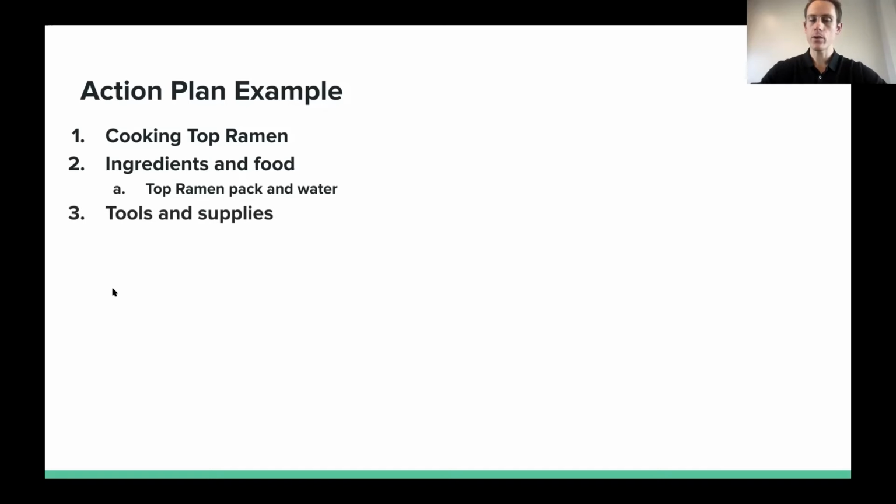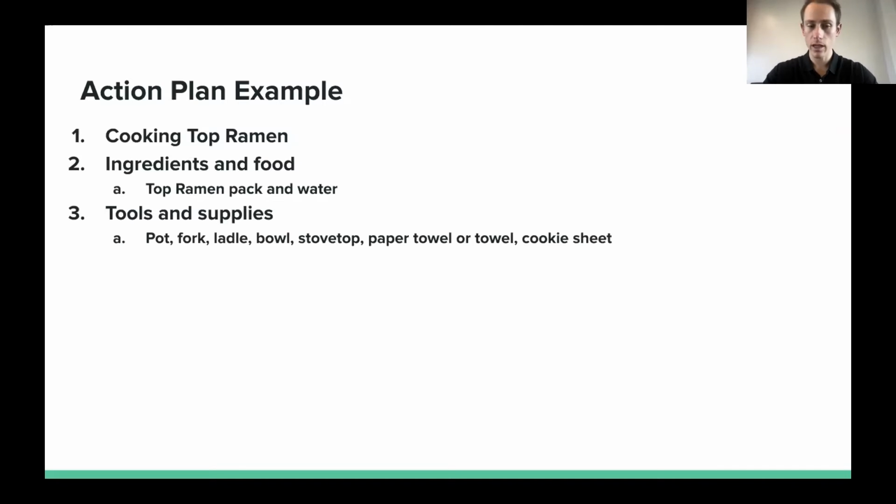Now let's think about the tools and supplies we might need while making top ramen. We might need a pot, a fork, a ladle, a bowl, a stovetop, paper towel, a towel, a cookie sheet, just listing things that we might need. So we need some cooking utensils. We need a pot. We need some of these things that are listed here.